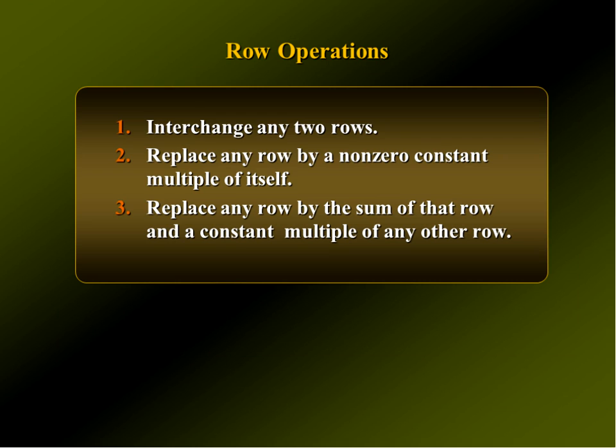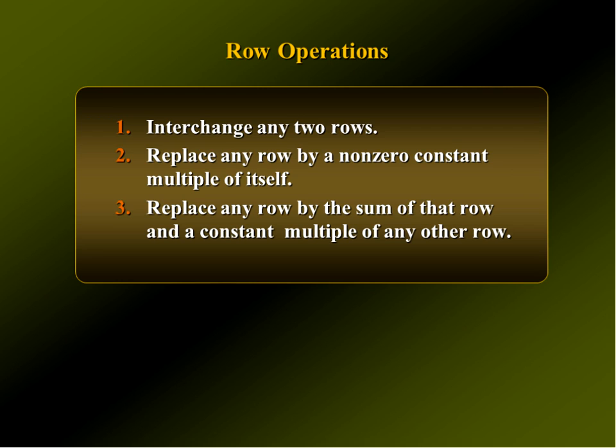These are the rules of row operations, how we can apply them. Interchange any two rows, there is no problem. Replace any row by a non-zero constant multiple of itself. Yes, we know it. And replace any row by the sum of that row and a constant multiple of any other row. These are the rules. They are not hard, but we have to know these things, and you have to concentrate over here, then after that you can solve it.